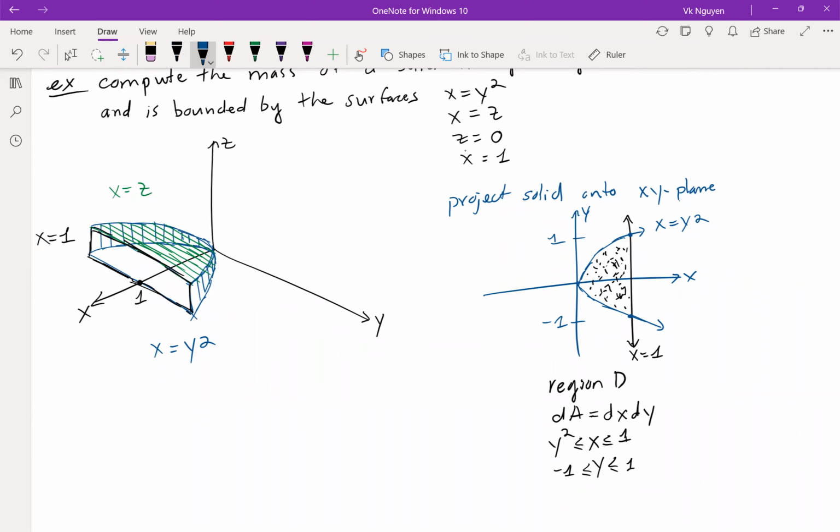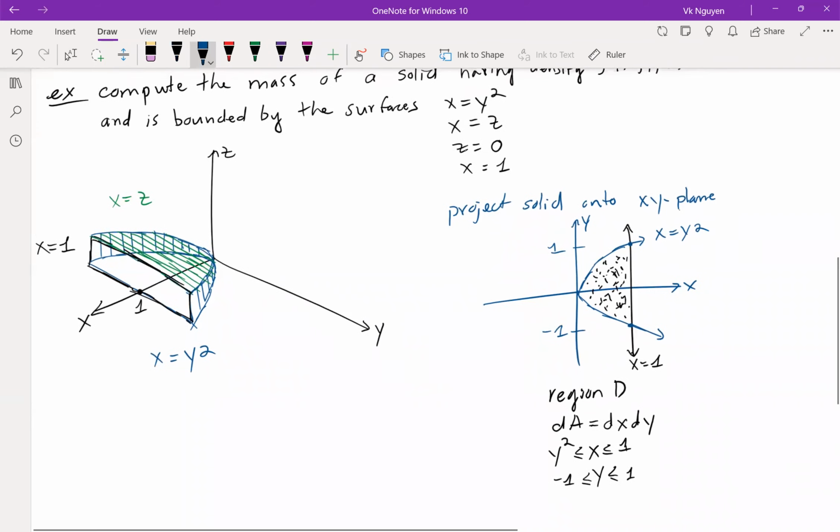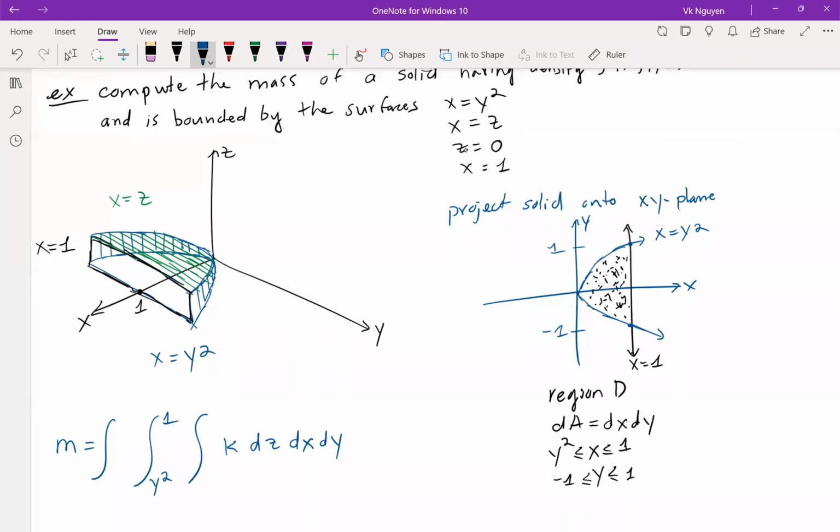Here we compute the mass, right? It has a density, so mass is gonna be the triple integral. Density is k. Well, because dA is dx dy, so in here it's going to be dz dx dy. Okay, we know x goes from y square to 1, y goes from -1 to 1. Where does z go from?